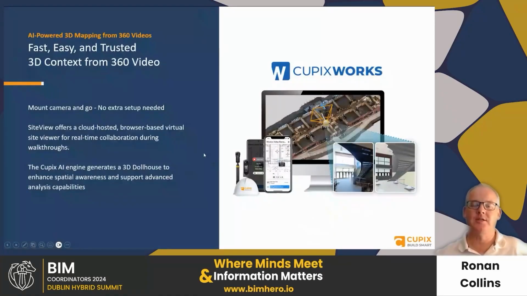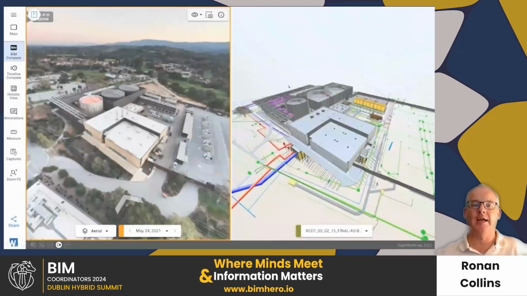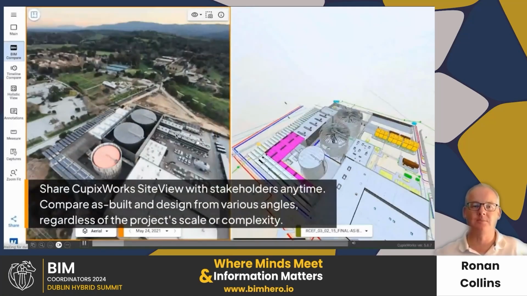The tool that we're using is Cupix Works. So it's easy to use, it's quick, and a bit like the previous software, it's all cloud-based. So once you've done your site capture, you upload all your video and your information to the cloud, and then it generates basically a 3-dimensional reality capture mesh. And in this case, they call it a dollhouse. So you can basically get a 3D model of your site from your walk around. And then you can start to unlock the value of the reality capture versus BIM. And this is where this tool is immensely powerful.